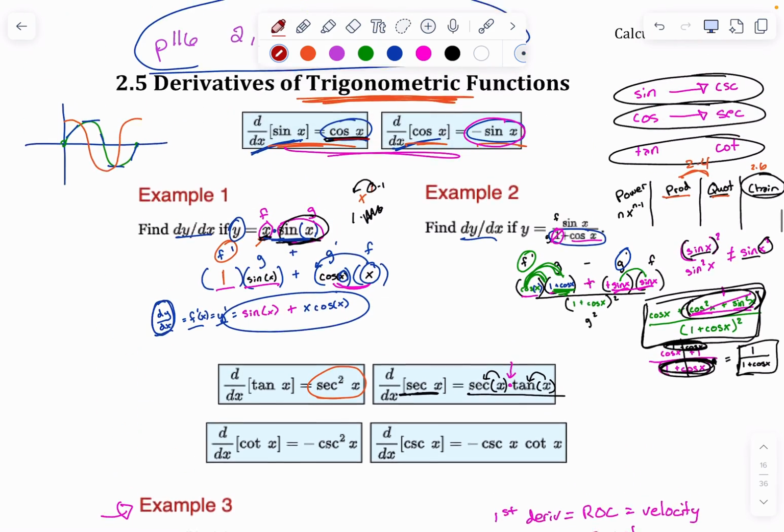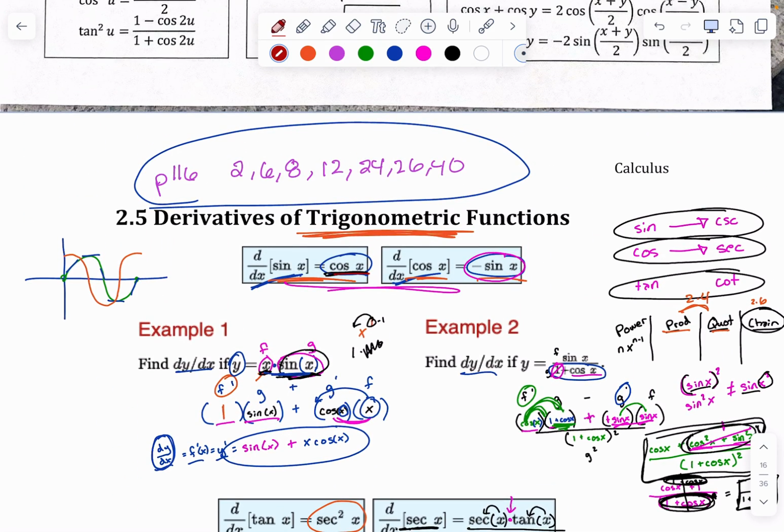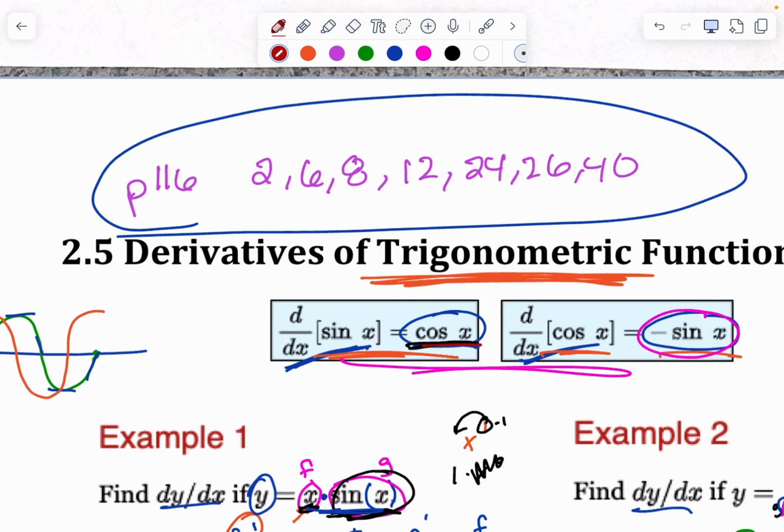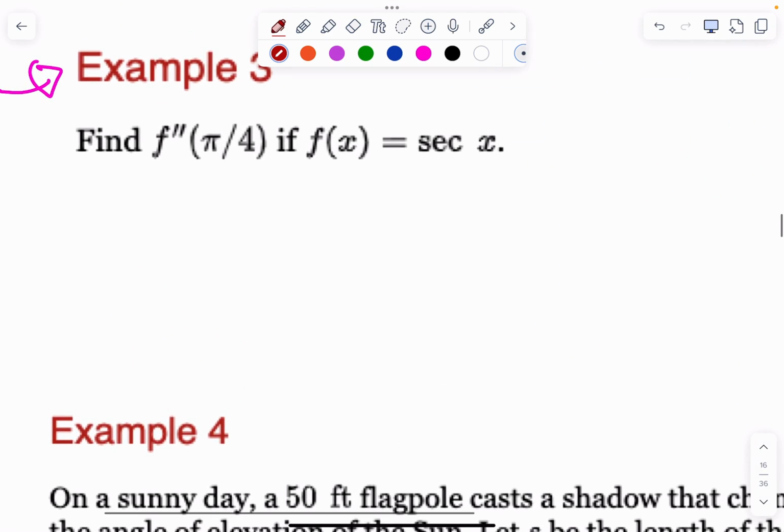Oh, we're doing example 3, so you guys are backtracked. Okay, this is 2-5. There's a homework assignment for it. Stay quiet. So let's do example 3. I know that we did this on Friday, but I'm going to actually plug in pi over 4. I'm going to show you how this works, okay?